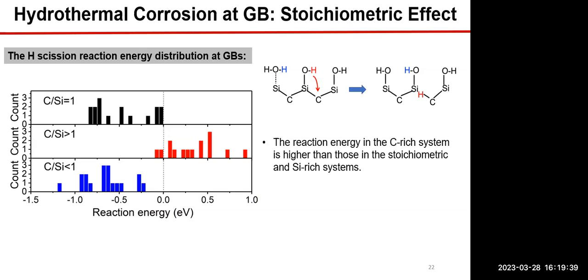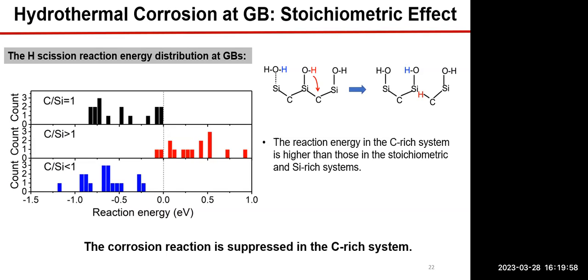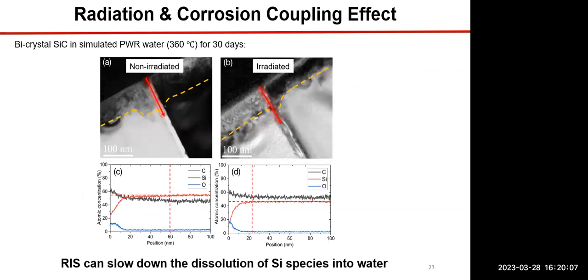And from here we can see the key point is that in the carbon-rich systems, the reaction energy for the hydrogenation has definitely increased compared with other systems like the stoichiometric condition or silicon-rich conditions, which means that the hydrogenation reaction is suppressed in the carbon-rich systems. Actually, a similar result has also been observed in our experiments.